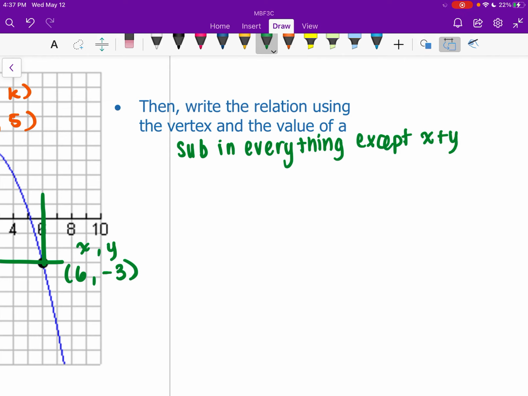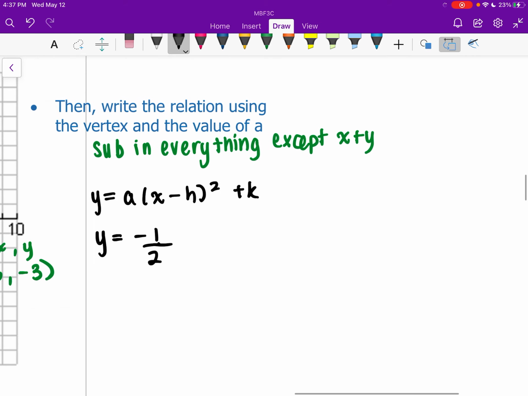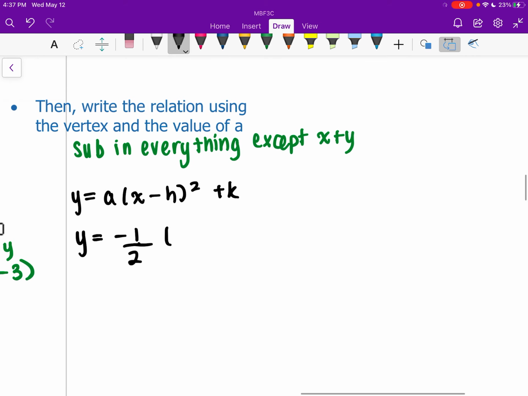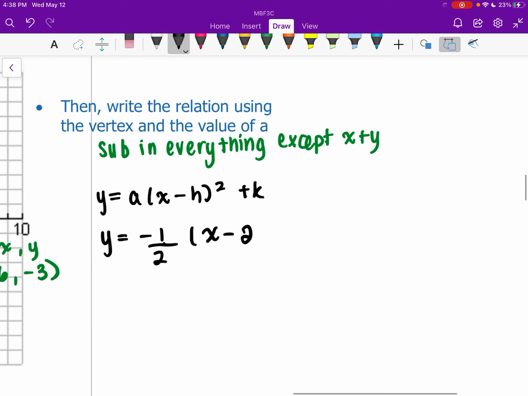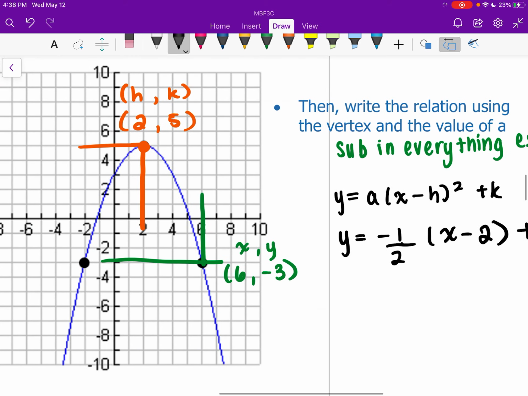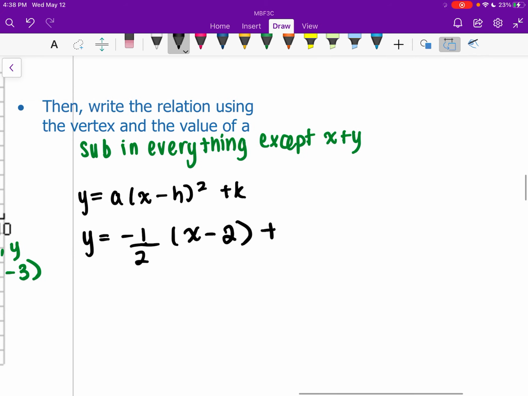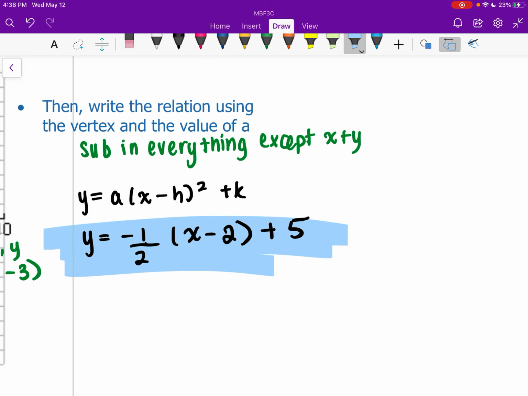Okay, so let's do that. So I have y equals a times (x minus h) squared plus k. So I'm not subbing in y. My a is negative 1 over 2, which makes sense. It's facing downwards. X, which I'm not going to sub in because I'm not putting in x and y. My h value was 2, plus my k value, which is 5. And that's the equation of my parabola.